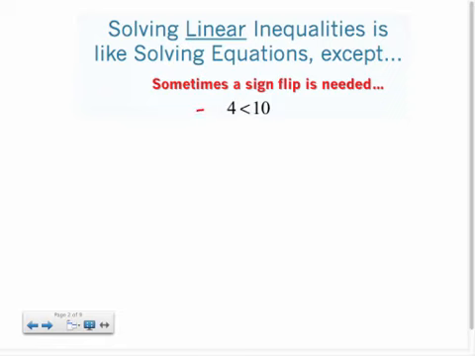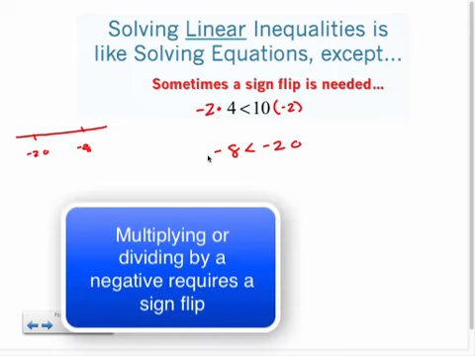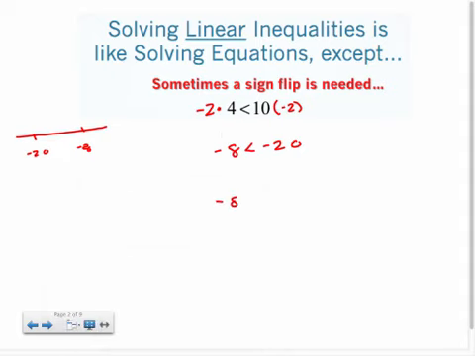And then we do what we're normally used to being a legal move to both sides of an equation, which would be to multiply by, say, -2. If we do that with inequalities, however, we would get that -8 is less than -20. And if we think about the number line, -20 is to the left of -8. So this is not true. And therefore, when you multiply or divide both sides of an inequality by a negative, a sign flip is needed. It's going to be your job to remember to do that when you work with inequalities.